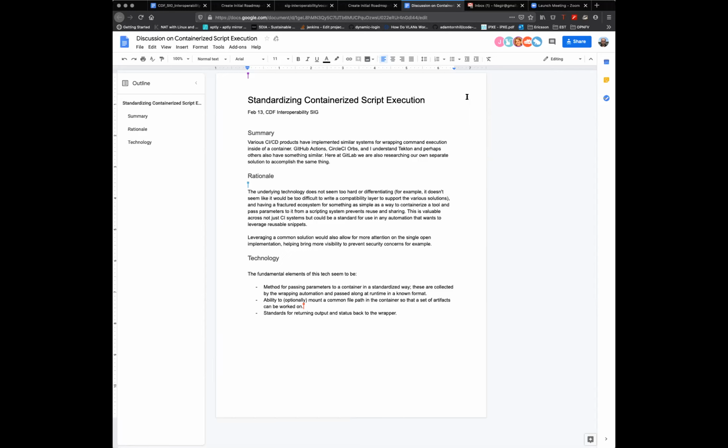Maybe we can talk about it. I also don't want to rat hole on this. I am curious to hear more about this though, and to maybe see an example of the GitHub Actions and the CircleCI orbs as well.